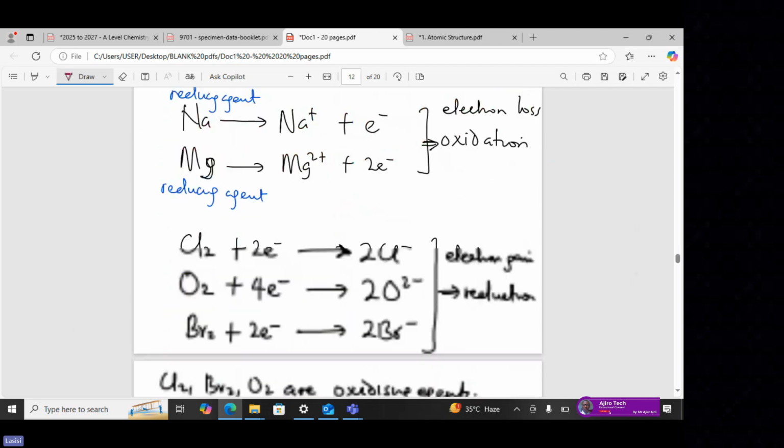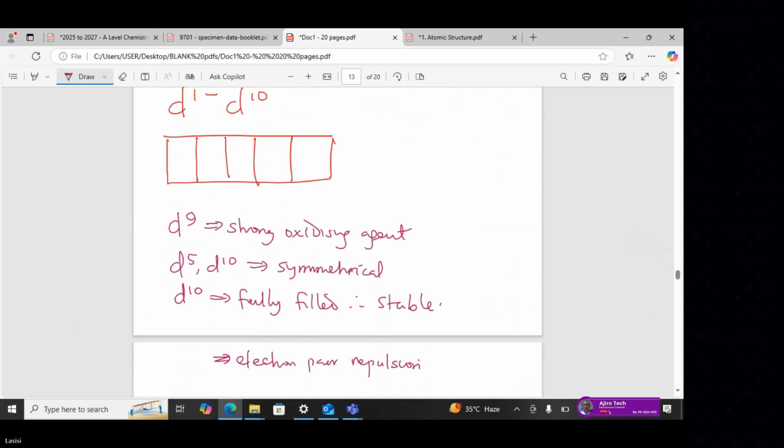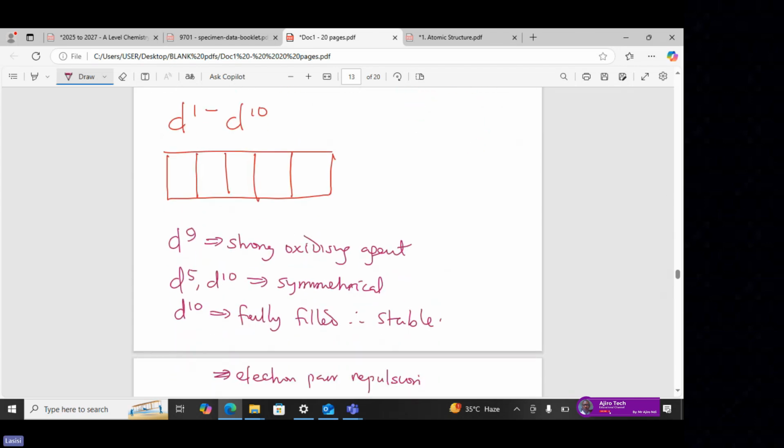Question. Which of the d electrons, d1 to d10, will have spin pair repulsion? Each of them will be repelling? d9 wants to gain one and become d10. d9 will be a strong oxidizing agent. It wants to gain one and become 10. Spin pair repulsion only occurs when others are 1 and only one of them is 2. So that's d4? When others are 1, only one of them is 2.